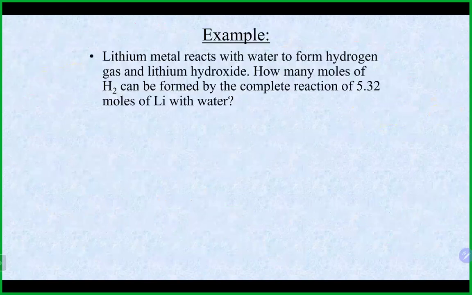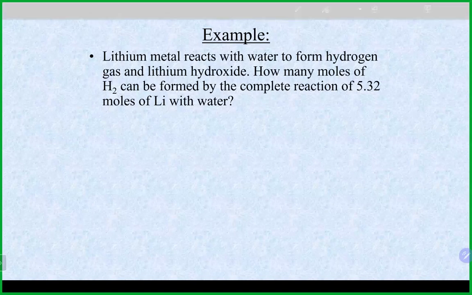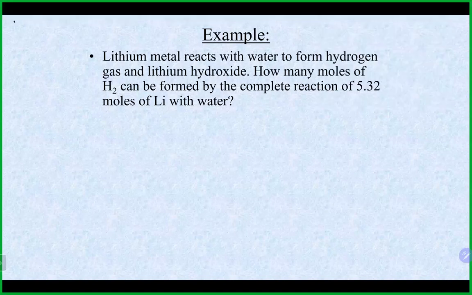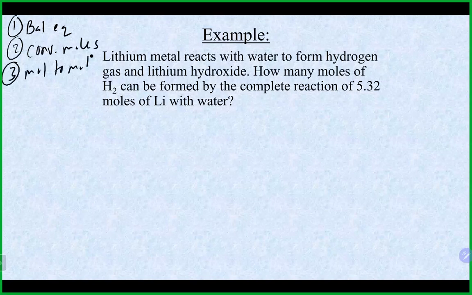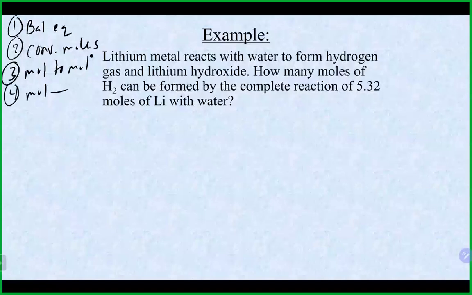All right, so let's take a look at one here. Why don't you try this one? Lithium metal reacts with water to form hydrogen gas and lithium hydroxide. How many moles of H2 can be formed by the reaction of 5.32 moles of lithium with water? So again, follow those 4 steps. Balance the equation. Convert to moles. Mole to mole relationship. And moles to some other unit.